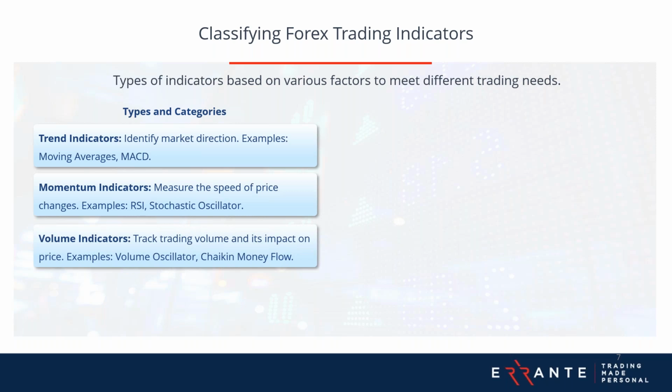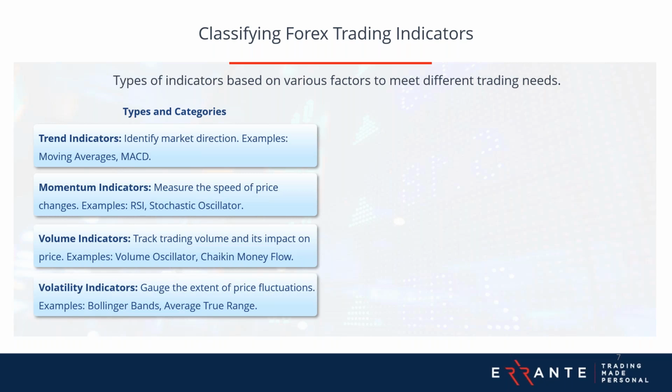Then we have volume indicators. These indicators look at how much is being traded, or how many tick prices are delivered from the server in a determined period of time, depending on whether you are trading stocks or forex products. In trading, more activity can mean strong support for the current price movement. Examples include the volume oscillator and, let's say, the Chaikin money flow.